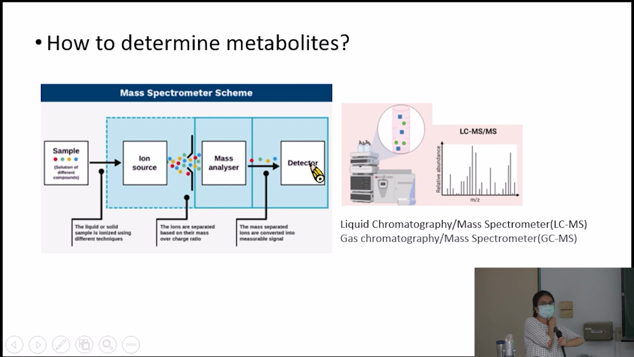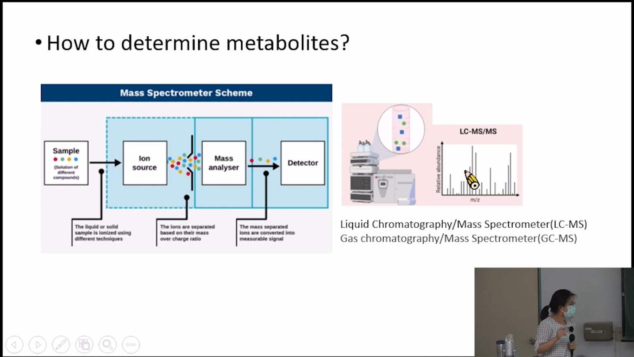So what does the detector do in this system? The detector can detect each of the charged ions, and then transform the information of the charged ions, including the mass to charge ratio or the retention time. Based on this information, different peaks show up at different times and are shown as the mass to charge ratio. Okay, so basically this is how we determine metabolites using mass spectrometer analysis.